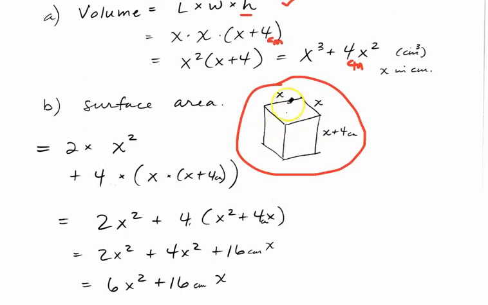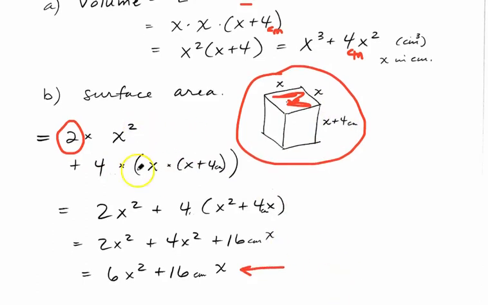Surface area is going to be the area of the top and the area of the bottom. So we've got twice the top and bottom, and then we've got 4 sides. Those sides would be x times x plus 4, and we've got 4 of them. So we've just got a little bit of math to do, and then we end up with a function down there. So that would be our surface area function. So the surface area is equal to this equation.